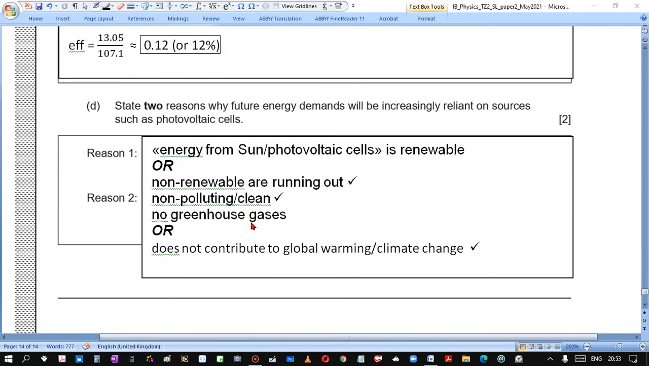State two reasons why future energy demands will be increasingly reliant on sources such as photovoltaic cells. So I took answers from the mark scheme. So you can pause, read these answers. So the paper is over. Thank you for your attention.